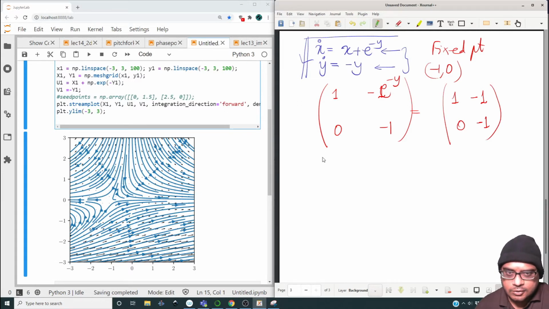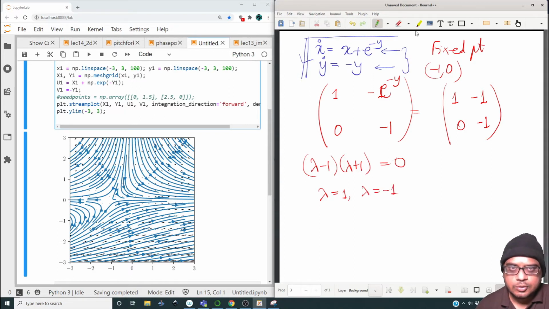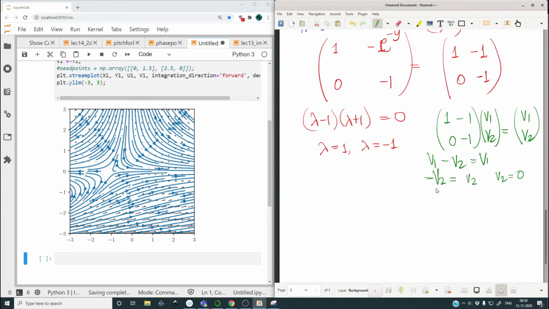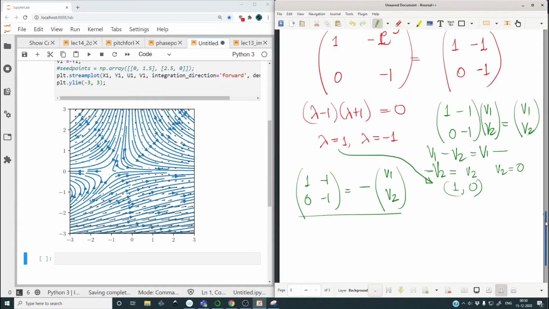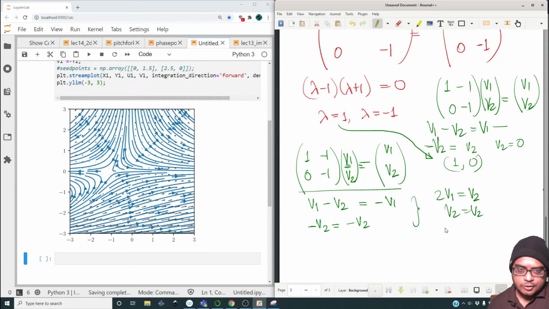Alright, so what are the eigenvalues? Lambda minus 1 times lambda plus 1 is equal to 0. So lambda equal to 1, lambda equal to minus 1. These are the two eigenvalues, and the corresponding eigenvector for this corresponds to v2 equal to 0 and v1 is arbitrary. The first eigenvector will be simply 1 comma 0. For the second, 1 minus 1, 0 minus 1 acting on v gives minus v1, v2. So this eigenvector corresponds to lambda equal to 1, and the other eigenvector will be half comma 1.